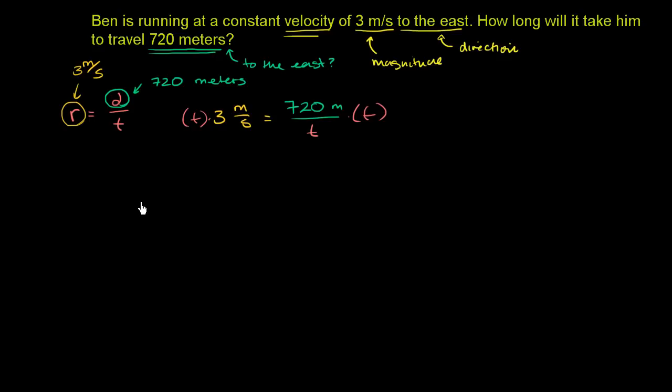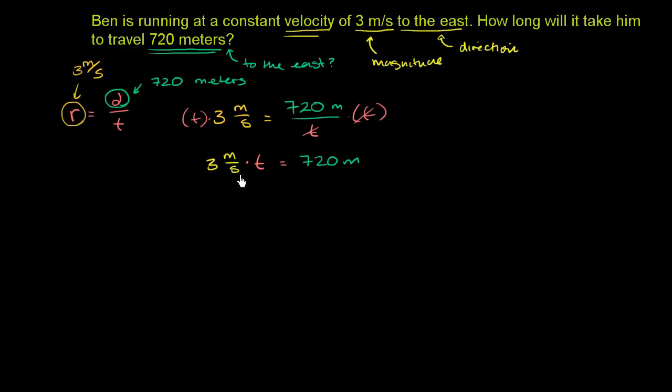And then, let's just take it one step at a time. So 3 meters per second times time is equal to 720 meters, because the time on the right will cancel out right over there. And that makes sense, at least units-wise, because time is going to be in seconds. Seconds cancel out with the seconds in the denominator, so you'll just get meters. So that just makes sense there.